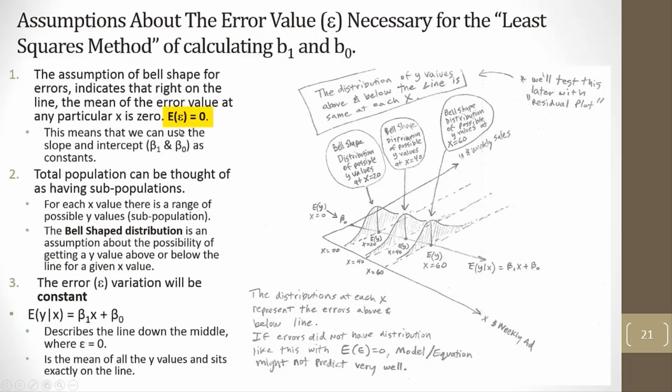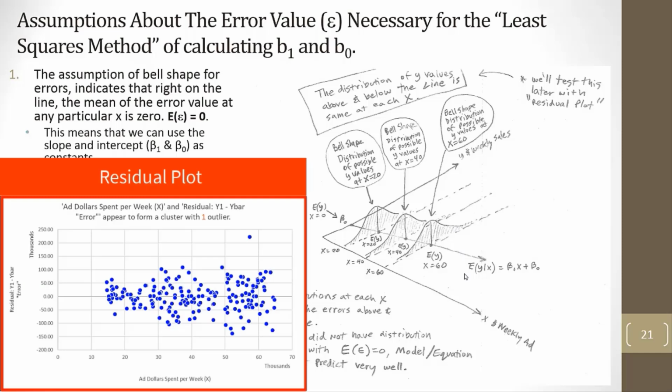So number one, the expected value of epsilon, or error, is going to be 0. If that's true, we can treat the slope and the y-intercept as a constant and not include our error term. Assumption number two, we have a bell-shaped distribution. Hopefully, most of the errors are right near the middle. Now, the third assumption is that the error, the variation or the standard deviation, will be constant across all of the x's on our line. We'll actually be able to test this later using what's called a residual plot.